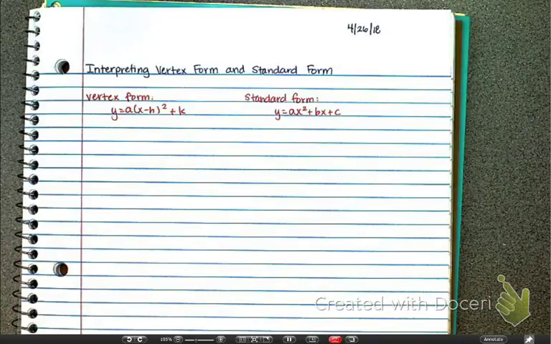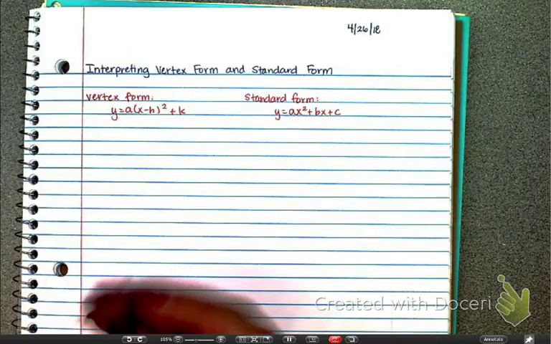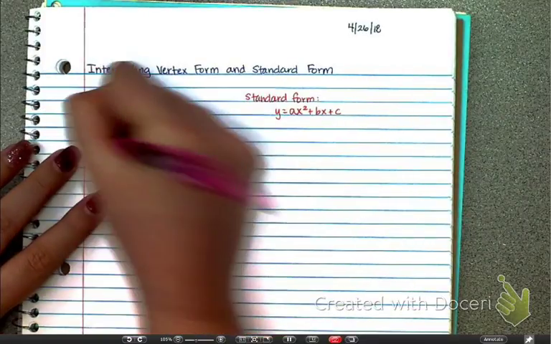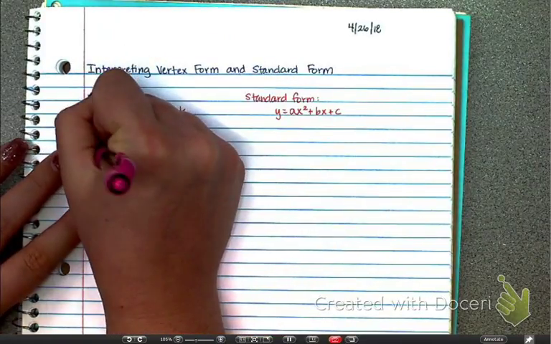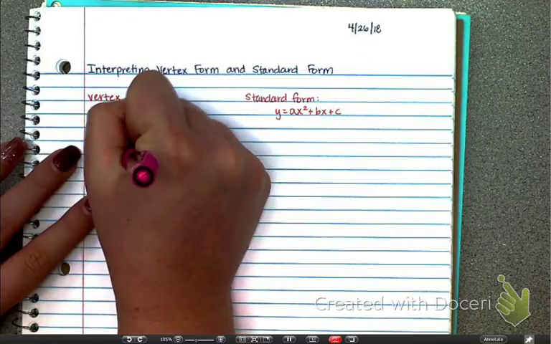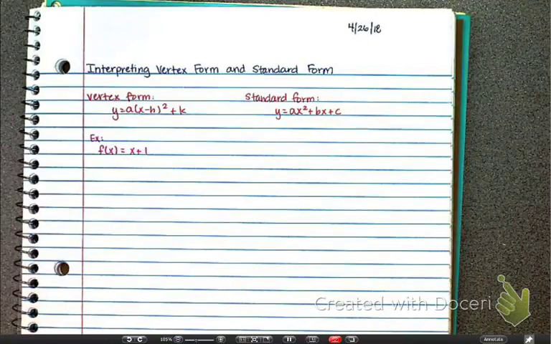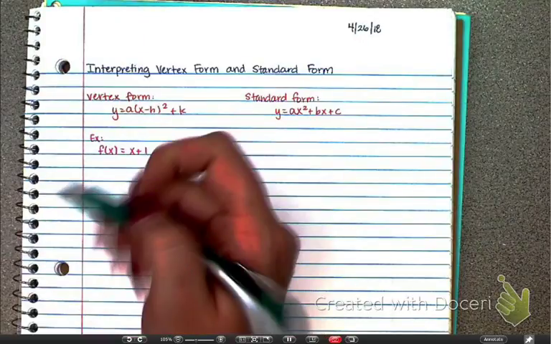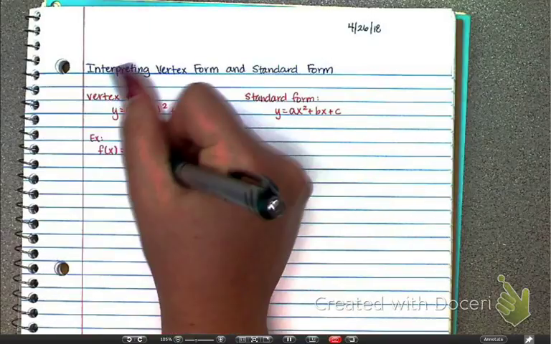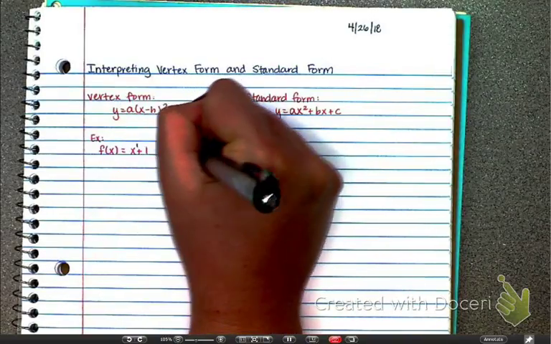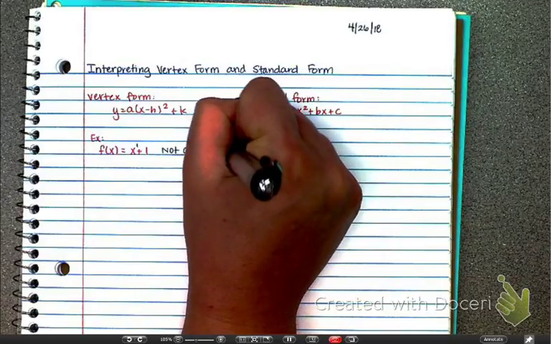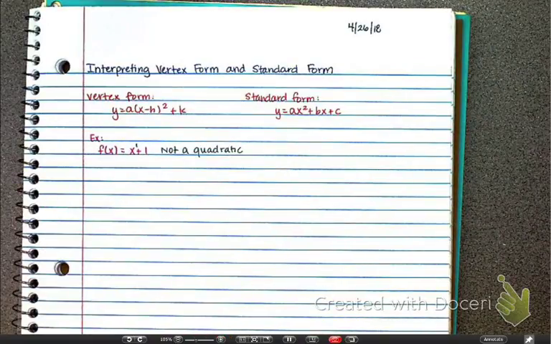So part of your test, I'm going to give you equations, and you have to be able to identify which ones are quadratic and which ones are not. Okay, but it's just identifying the x squared. So for instance, if I give you f of x equals x plus 1, is that a quadratic equation? No, because the exponent is a 1. So, not a quadratic. There literally will be a part on your test that asks you that, and all you have to do is say yes or no. Okay.